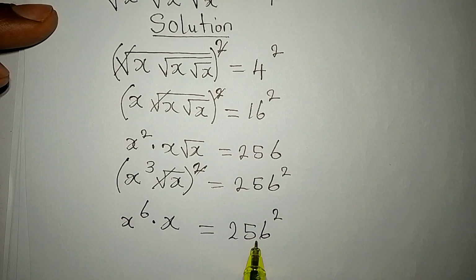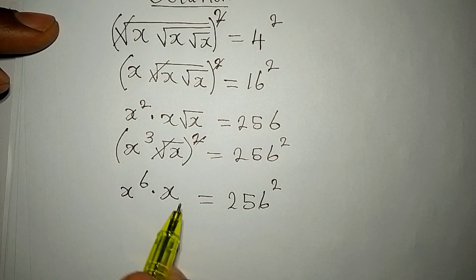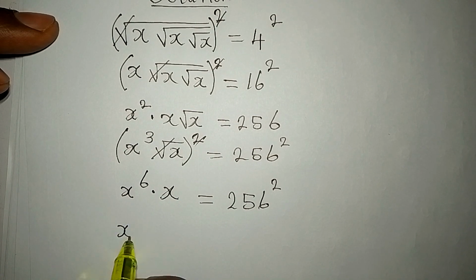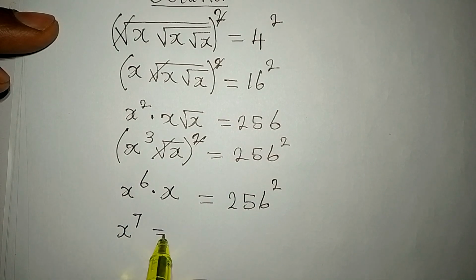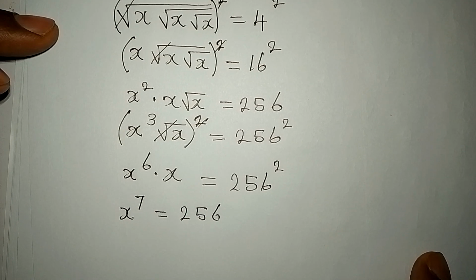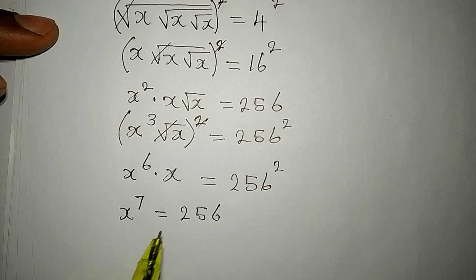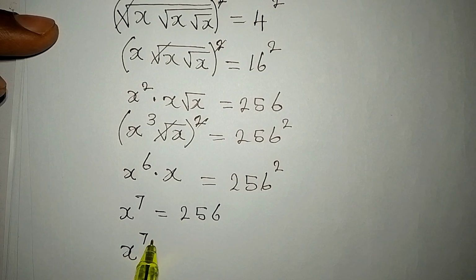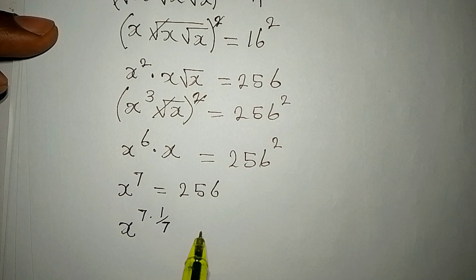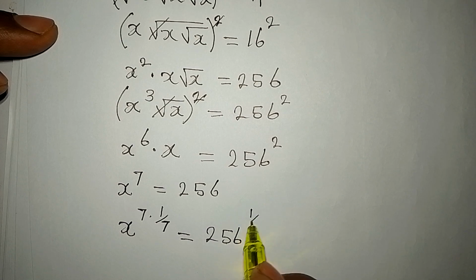Now, I don't want to square this because it will give us a big number. Now, if I multiply this, I'll be having x to the power of 7 being equal to 256. Okay, so what again can we do? Remember, we can remove this power from here by multiplying it by its reciprocal. So it's going to be x to the power of 7 multiplied by 1 over 7. Okay, that will be the only way the power can be removed. Then we have 256 to the power of 1 over 7.